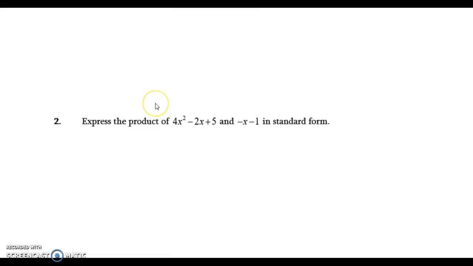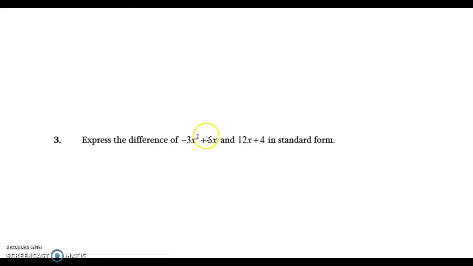On the next page, I'm going to go over question number 3. It asks for the difference of negative 3x squared plus 6x and 12x plus 4 in standard form. It's asking for difference, which we know is subtraction, and it gives us the two polynomials here. So I'll set up the problem. Here's my basic setup with negative 3x squared plus 6x and 12x plus 4.